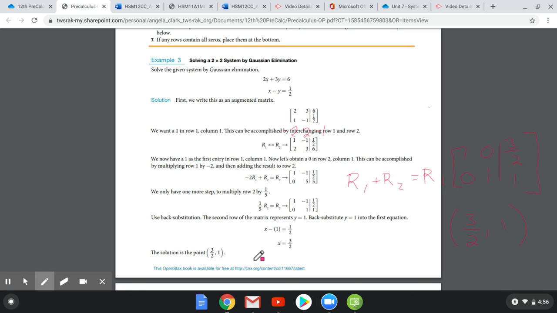So we get the same answer this way as they did by turning it back into equations and substituting back through. So you can do it either way. And again, this is called reduced row echelon form. So what you want is a diagonal of 1s and everything else to be 0s. And in the next video, we'll do an example with a 3 by 3 matrix.